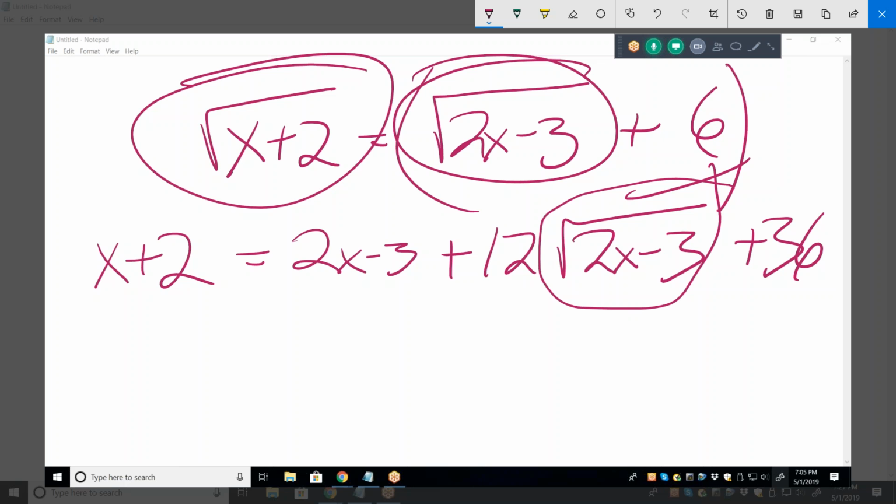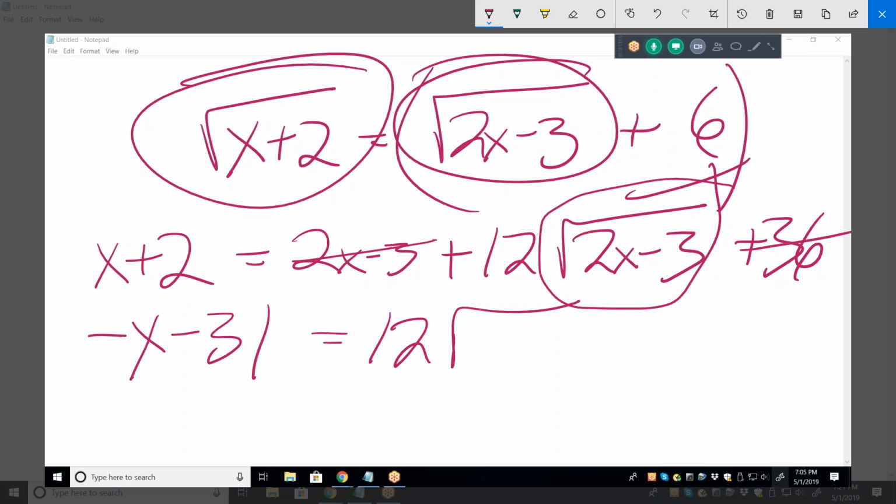All right, so it would be minus 2x. So it would be negative x, minus 31. Okay, it would be minus 31, and then that takes care of that. Equals 12 root 2x minus 3. Okay, again, I made this up off the top of my head, so it's not going to come out with nice round numbers. What's the next step?